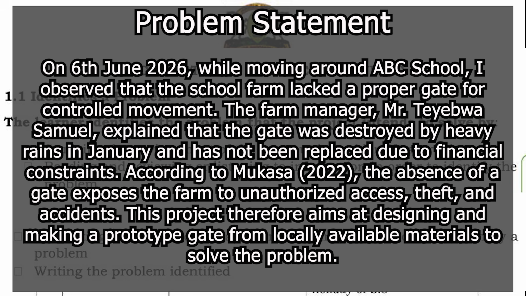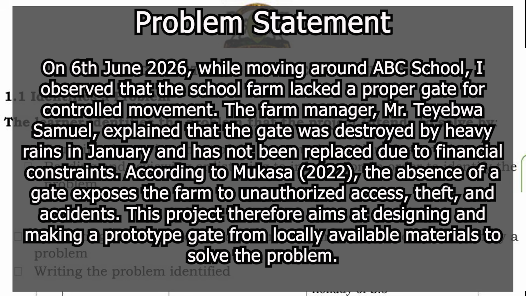On 6th June 2026, while moving around ABC school, I observed that the school farm lacked a proper gate for controlled movement. The farm manager, Mr. Tayeba Samuel, explained that the gate was destroyed by heavy rains in January and has not been replaced due to financial constraints. According to Mukasa 2022, the absence of a gate exposes the farm to unauthorized access, theft, and accidents. This project therefore aims at designing and making a prototype gate from locally available materials to solve the problem. So that is the problem statement.